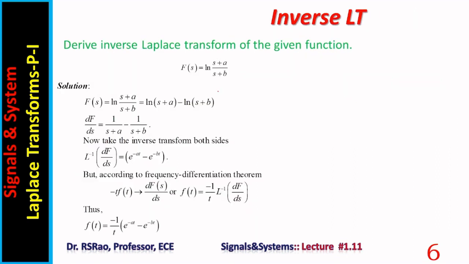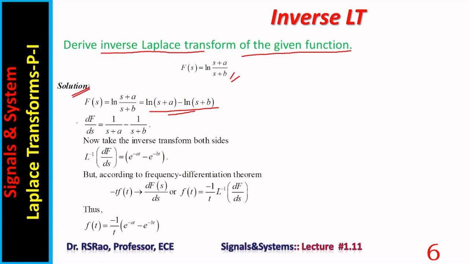Now we consider another problem. Derive the inverse Laplace transform of the given function F of s equal to logarithm of s plus a by s plus b. Earlier two problems were finding the forward transform. Now it is inverse transform. Solution. F of s is given as natural logarithm of s plus a by s plus b. This can be written as logarithm of s plus a minus logarithm of s plus b.